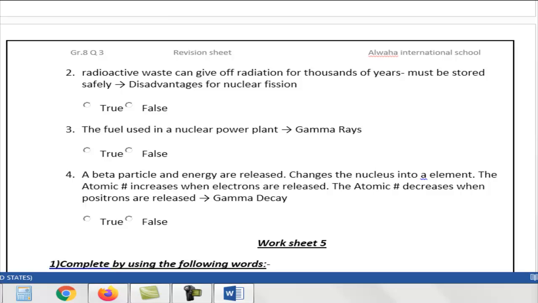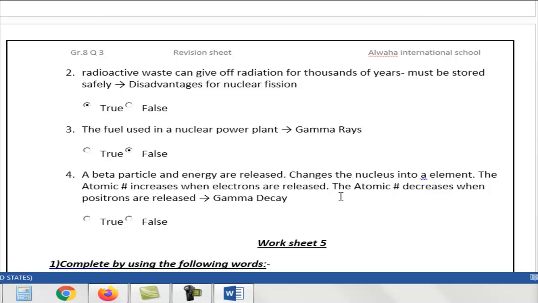This is from the disadvantages of nuclear fission, so number two will be true. Number three, the fuel used in nuclear power plants is gamma ray? So number three will be false.